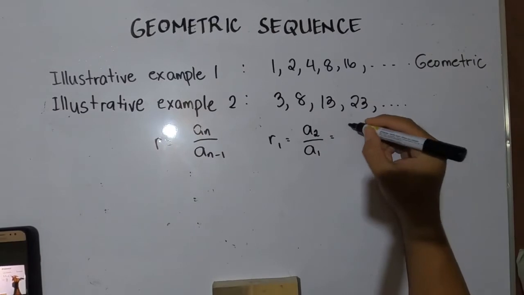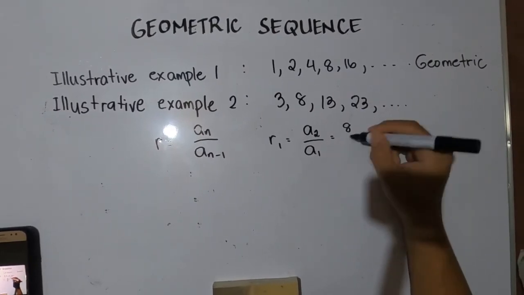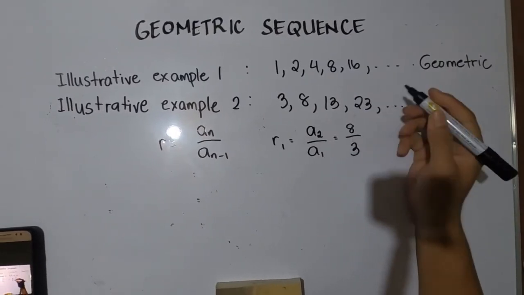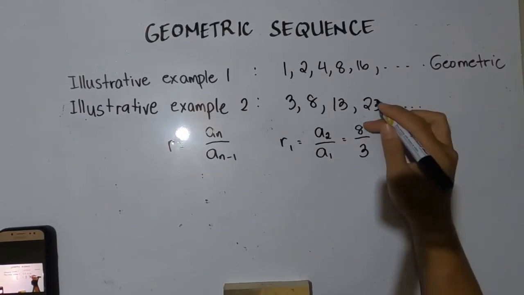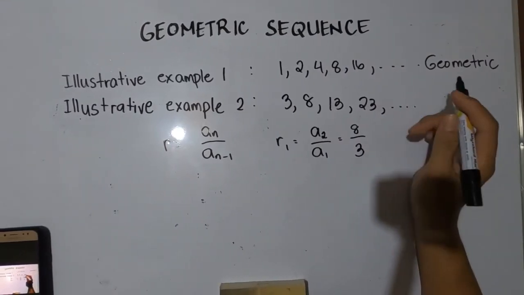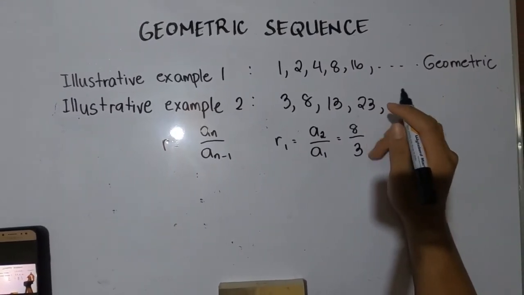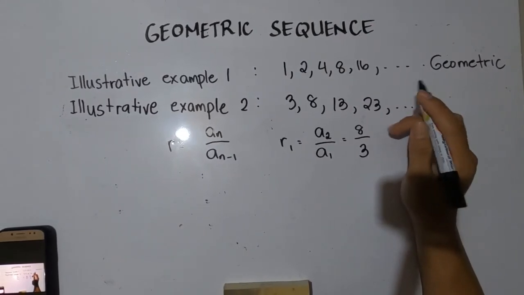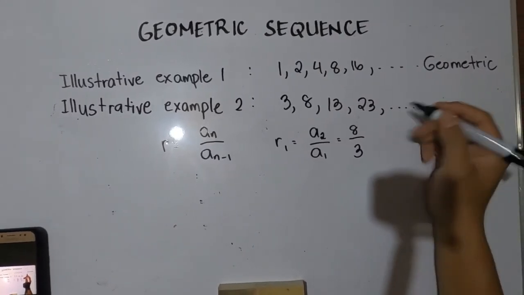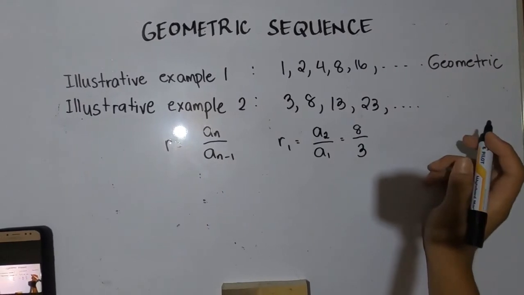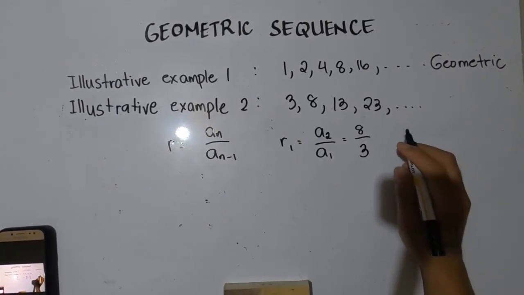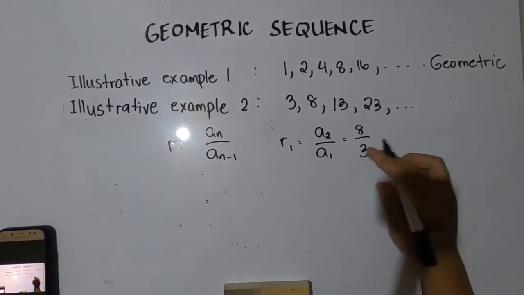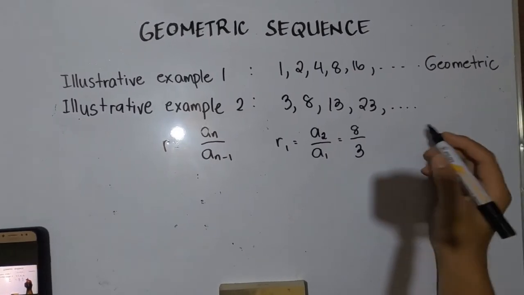The second term is equal to 8. The first term is equal to 3. So that is substituted as 8 divided by 3. 8 and 3 do not have a common factor, so it's already simplified as 8 thirds. So the ratio of the second term to the first term is 8 thirds.